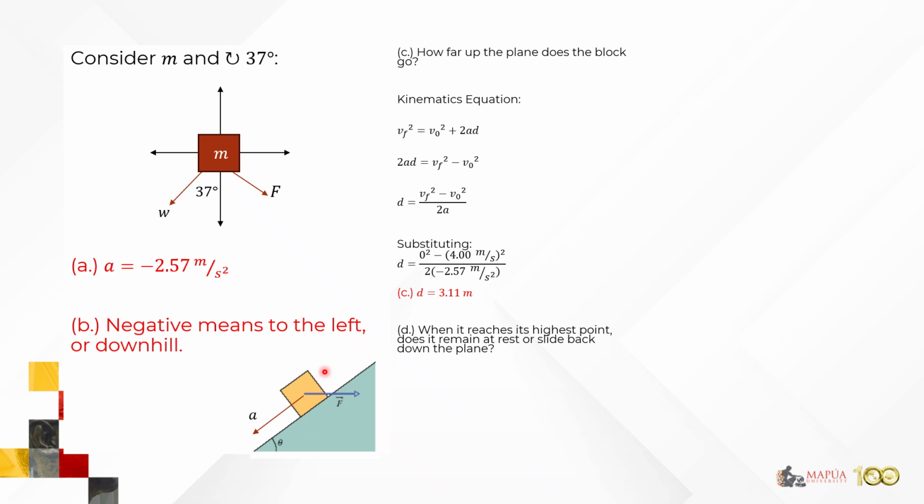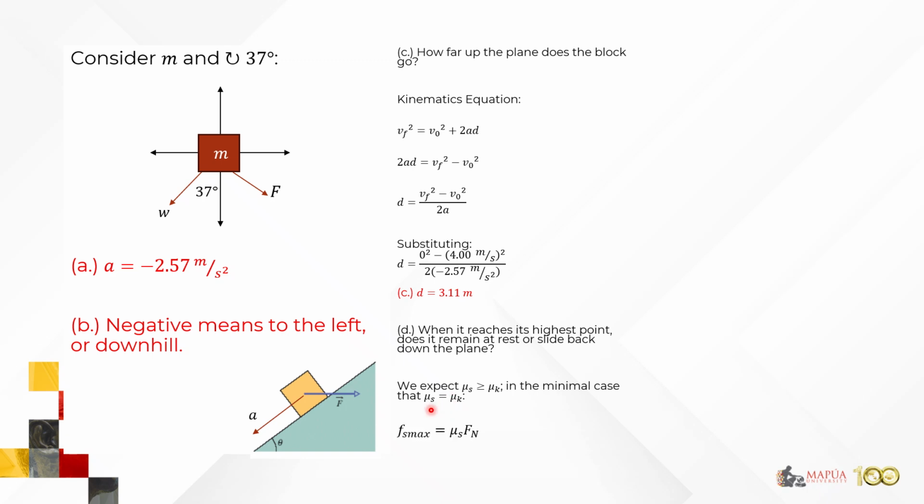Next. So the question for letter D: when it reaches its highest point, does it remain at rest or slide back down the plane? So how do we determine that? We are expecting that the coefficient of static friction, mu sub s, should be at least equal to mu sub k. However, in the minimal case, we can just assume that mu sub s is equal to mu sub k.